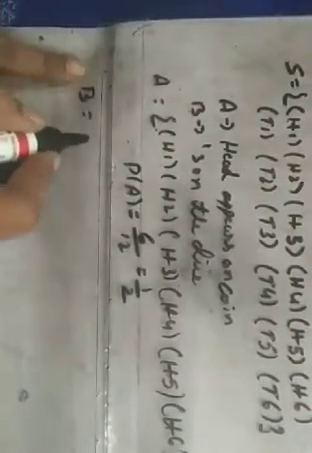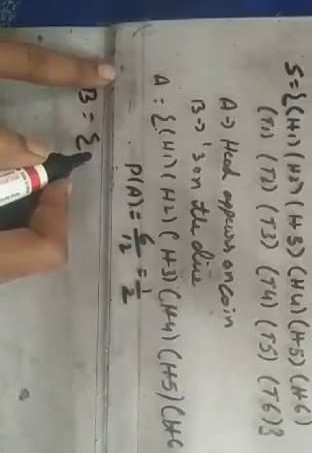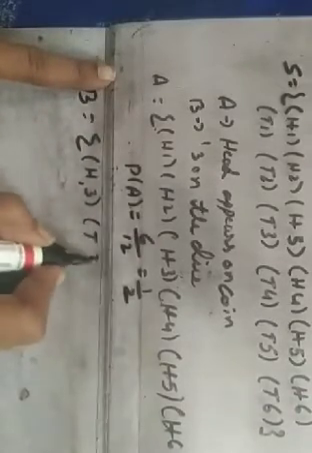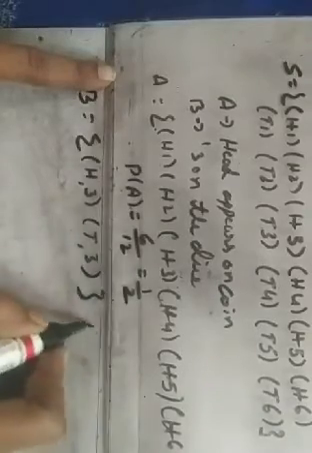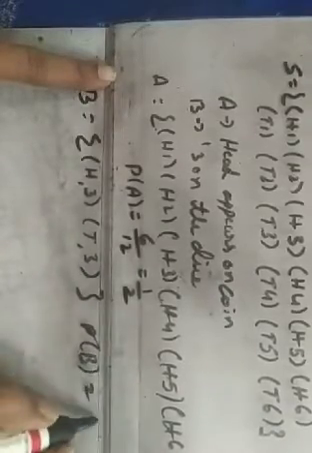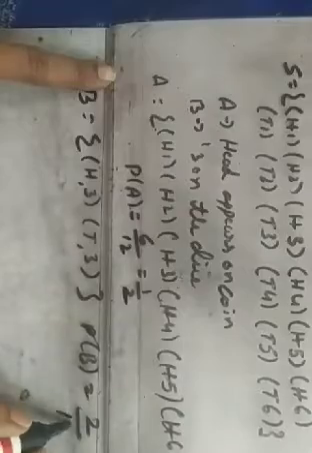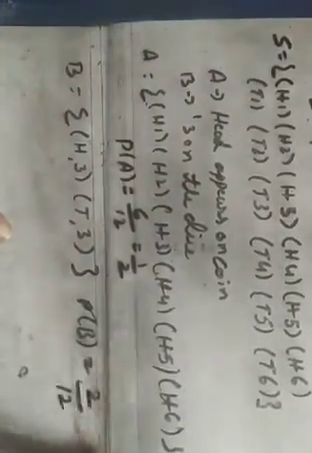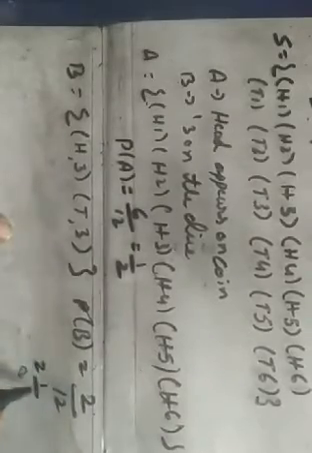Next B. B elements: 3 on the die. It could be head, it could be tail. They are not mentioning that. So then probability of B is 2/12, which is equal to 1/6.